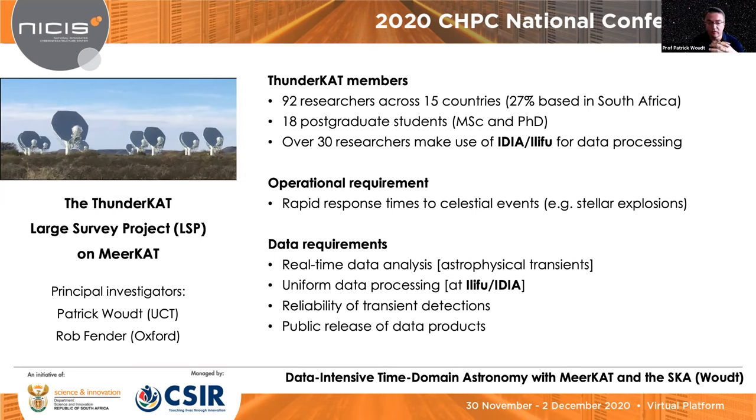So it's within this context of the large survey projects that I've been working with my colleague Rob Fender, who's the head of astrophysics in Oxford, and 90 other researchers in this ThunderKAT team. This is time domain astronomy with MeerKAT. The people working on this project are distributed across 15 countries. But the largest fraction per country comes from South Africa. 27% of the people working on ThunderKAT are based in South Africa.